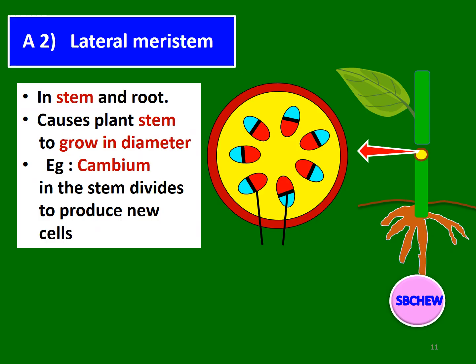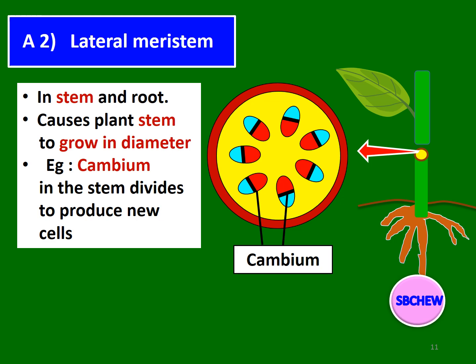The second type of meristem is called the lateral meristem. It is found in the stem and the root, and it causes the plant stem to grow in diameter, that is, sideways, as the word lateral means sideways. For example, cambium in the stem is the lateral meristem that divides to produce new cells.